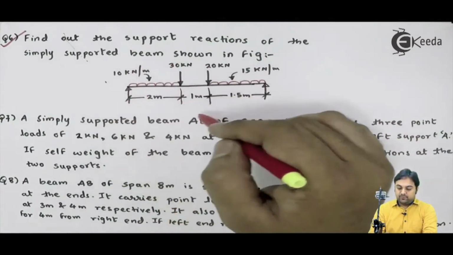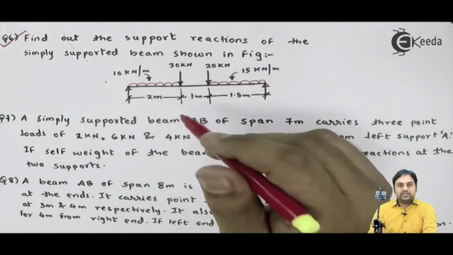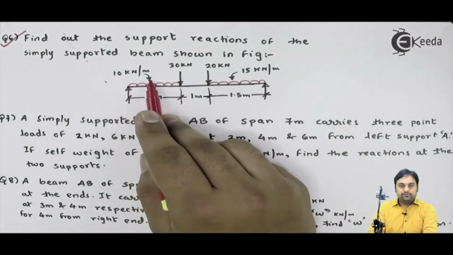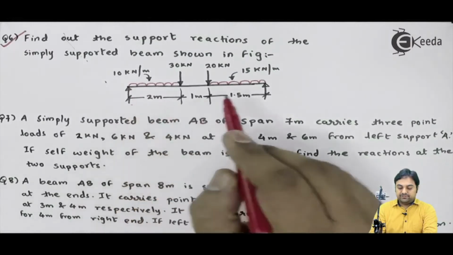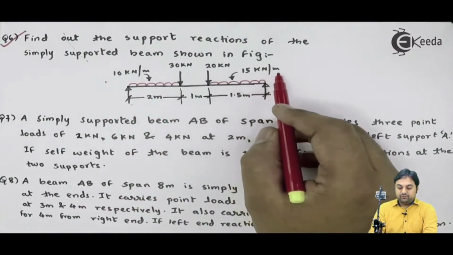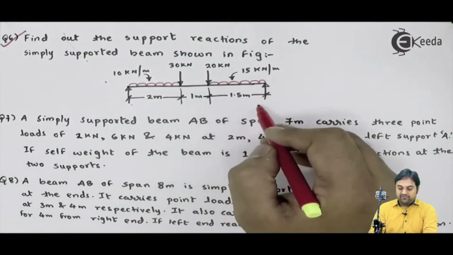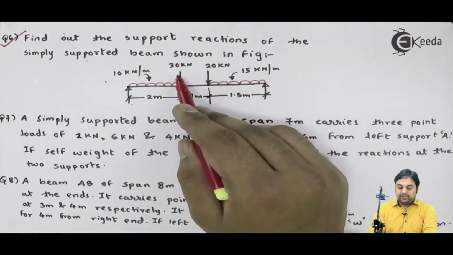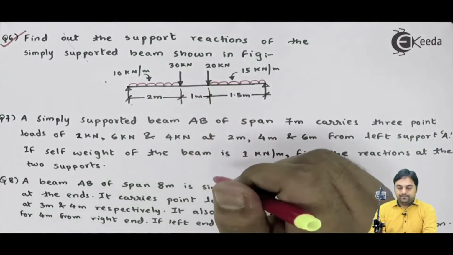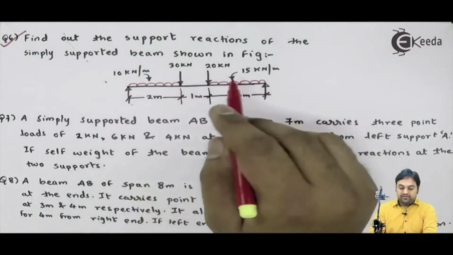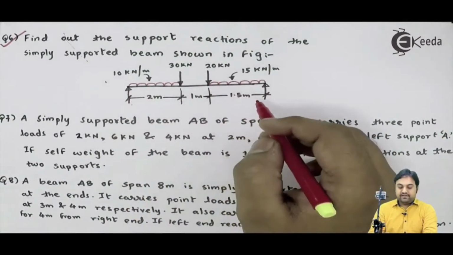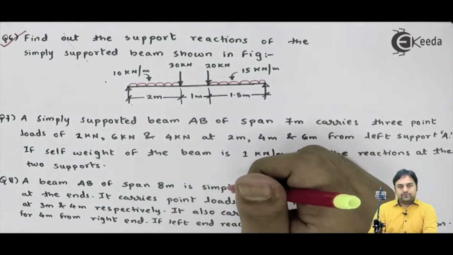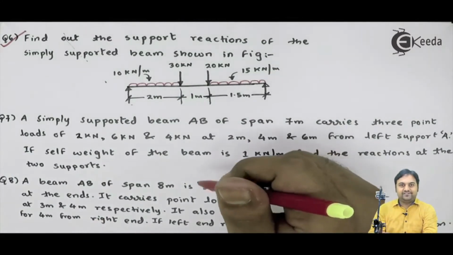Here the diagram is provided in which we can see there are two UDLs. One is 10 kilonewton per meter for 2 meter distance. Other is 15 kilonewton per meter for 1.5 meter distance. Then there are 2 point loads of 30 kilonewton and 20 kilonewton. In this problem, we have to find the support reactions. Since the diagram is provided, we can write the data for this question. So let us start with writing the data.